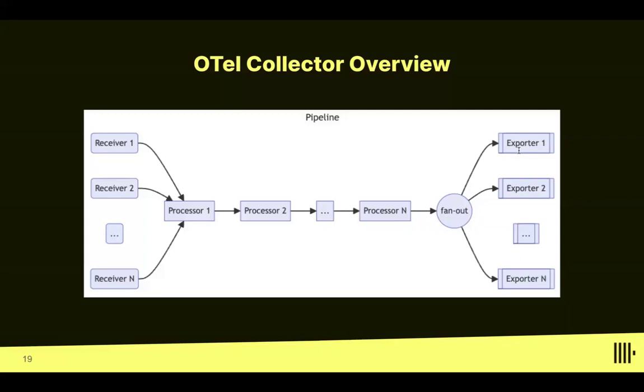A good example of a receiver could be a Prometheus scraper. Or, as we're going to look at later today, it could be a log tailer. It can also take the input from a different OTel collector. You can chain them.